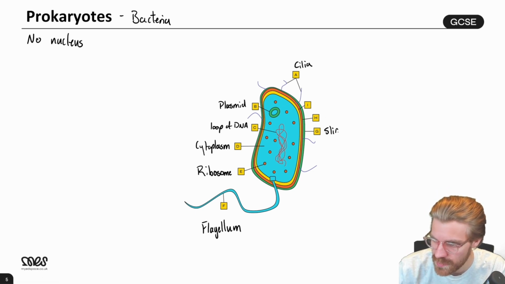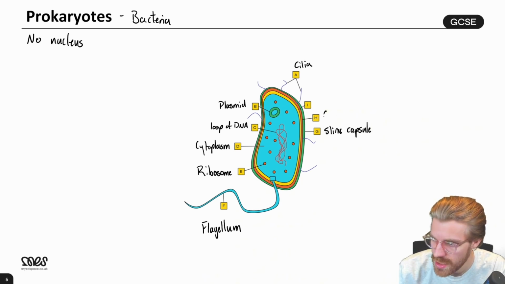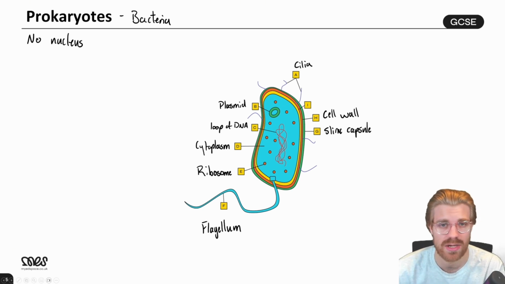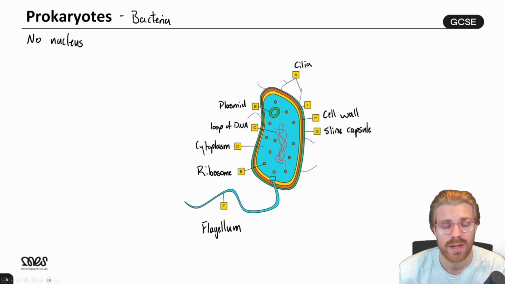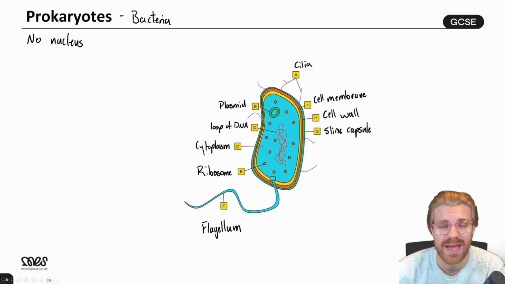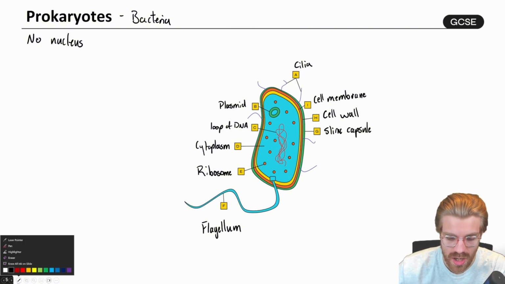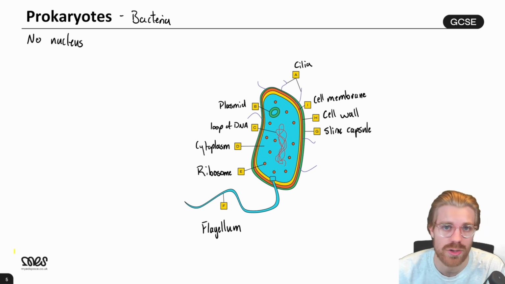G is a slime capsule. The slime capsule helps to protect the cell as well and helps to protect it from certain chemicals. H is the cell wall. The cell wall of the prokaryote is slightly different to the cell wall of the plant cell, but still helps to maintain the shape of the cell. And then I is the cell membrane. So every single cell will contain a cytoplasm and the cell membrane because the cell membrane is what makes it a cell.